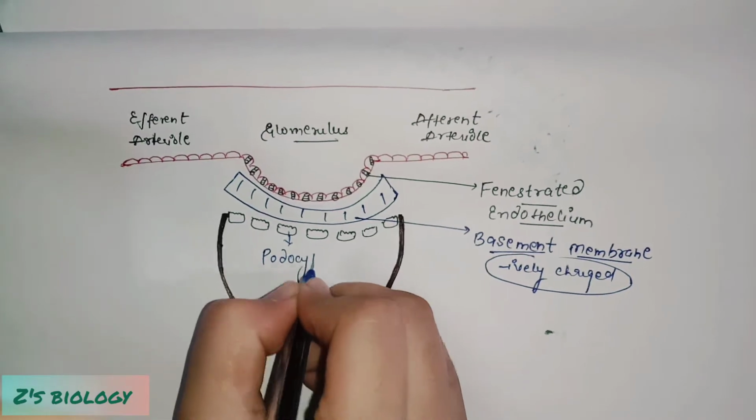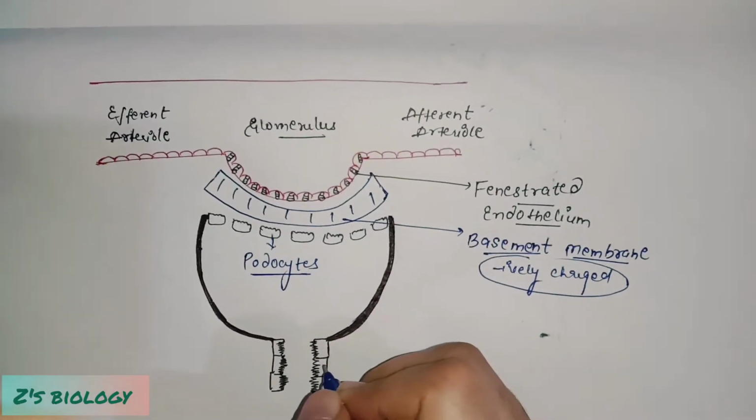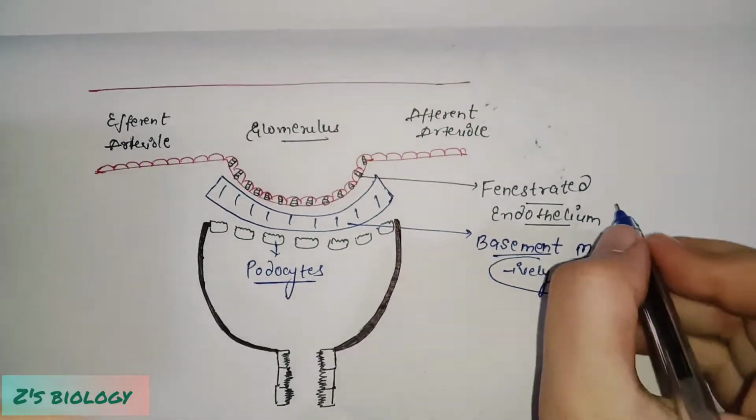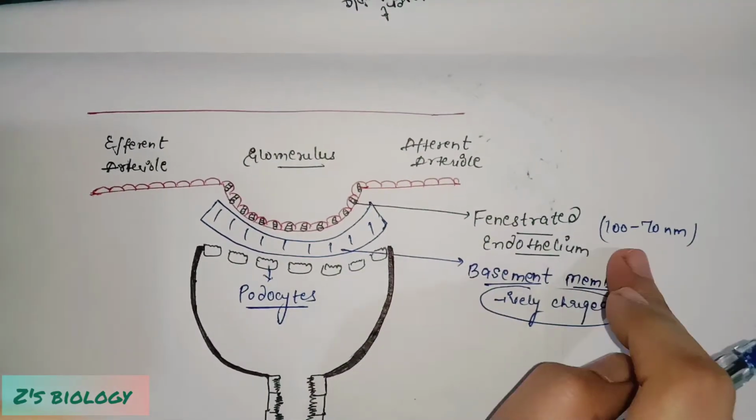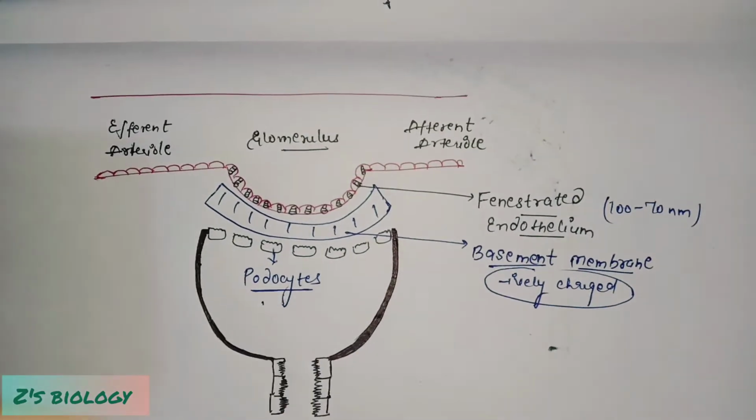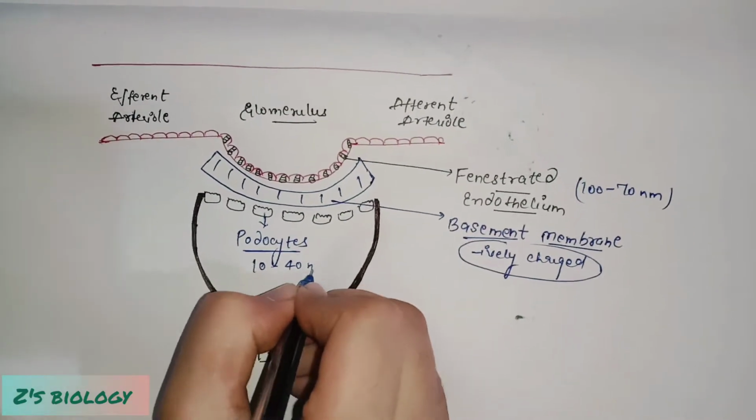And this filtering membrane helps in the process of glomerular filtration. That is the process by which the blood is filtered. The filtering membrane performs the function of glomerular filtration. And glomerular filtration, what is this process?